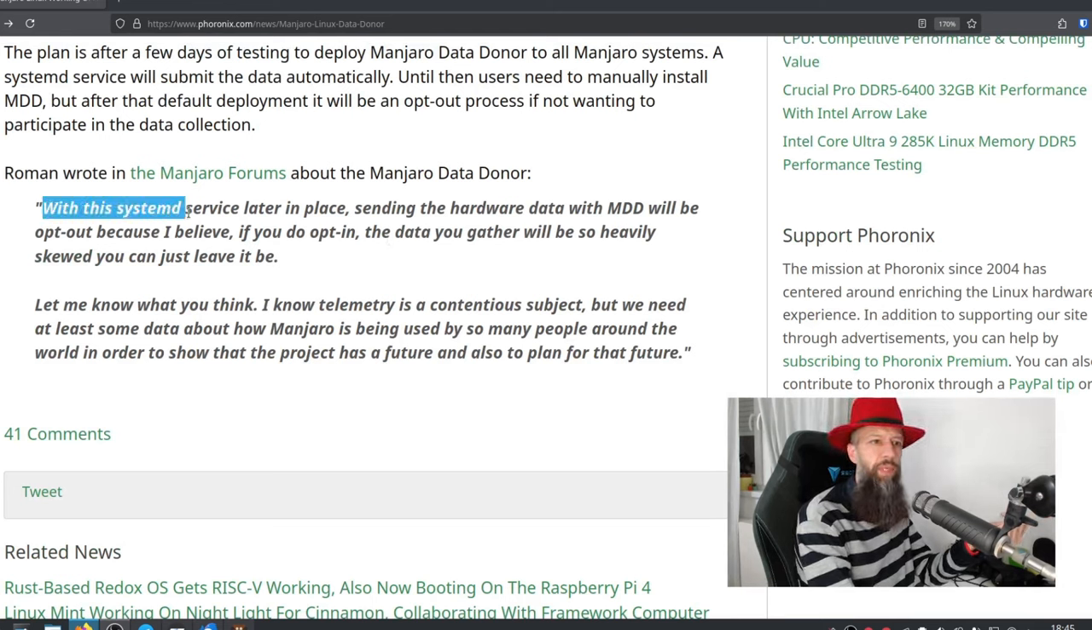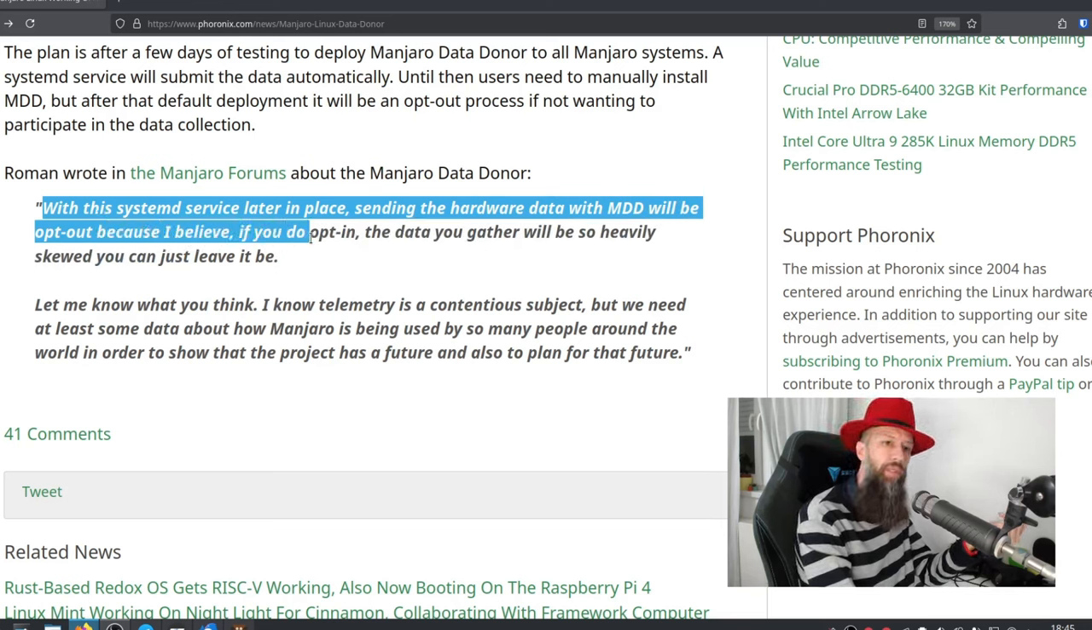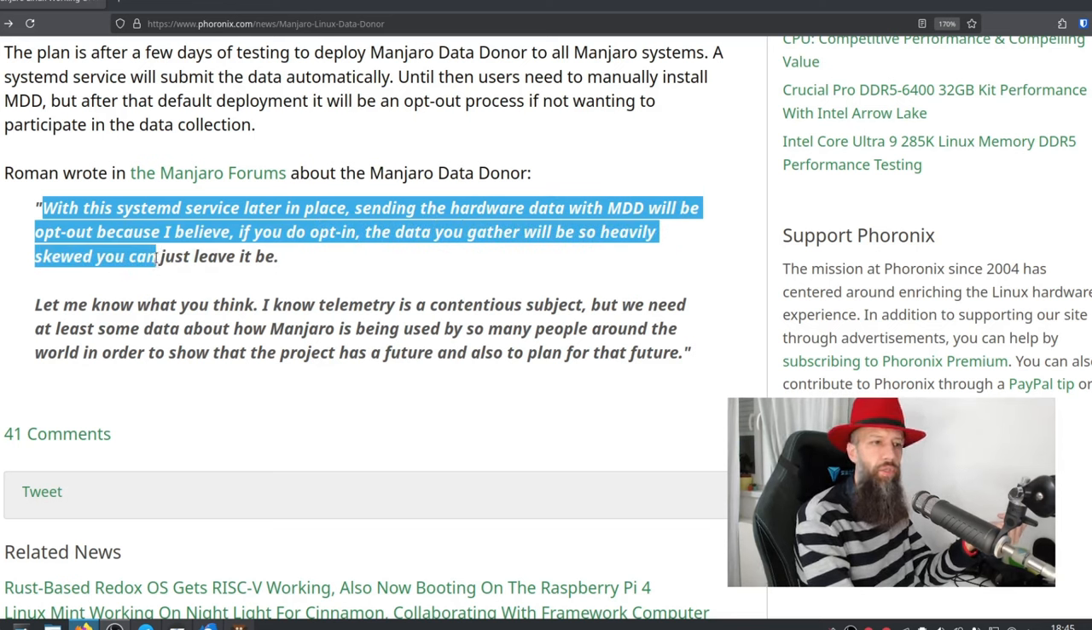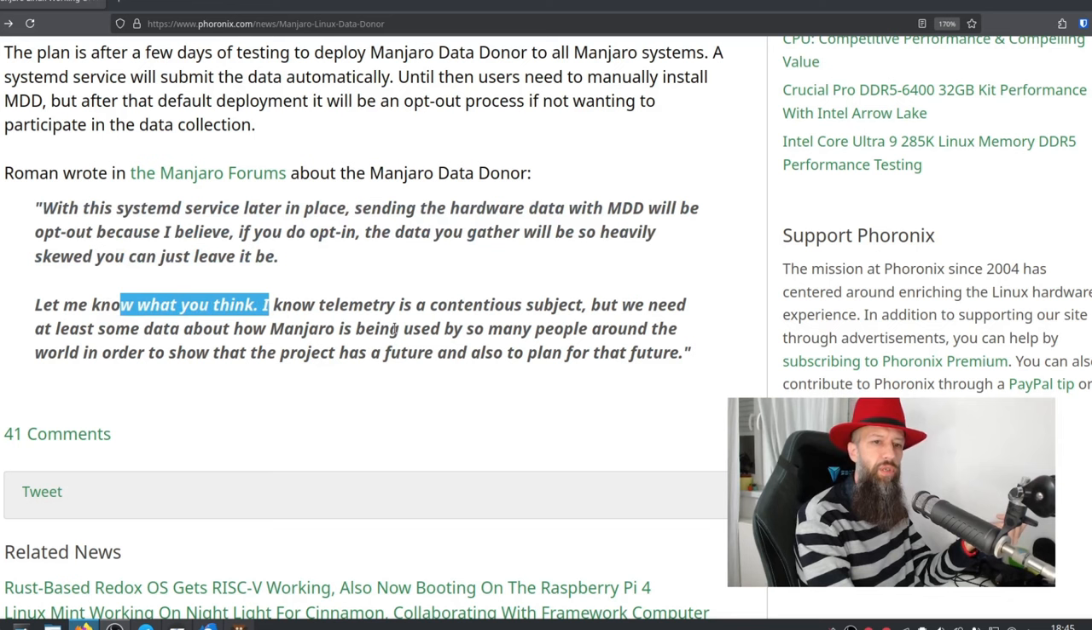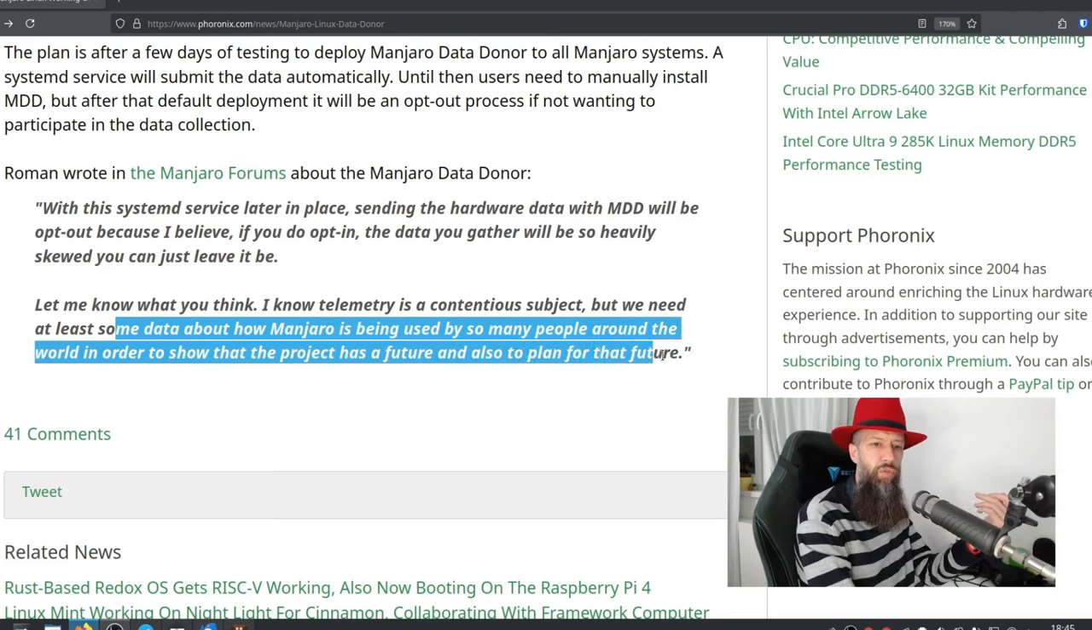With this systemd service later in place, sending the hardware data with MDD will be opt out, because I believe if you do opt in, the data you gather will be so heavily skewed that you can just leave it be. Let me know what you think. I know telemetry is a contentious topic, but we need at least some data about how Manjaro is being used by so many people around the world in order to show that the project has a future and also to plan for that future.